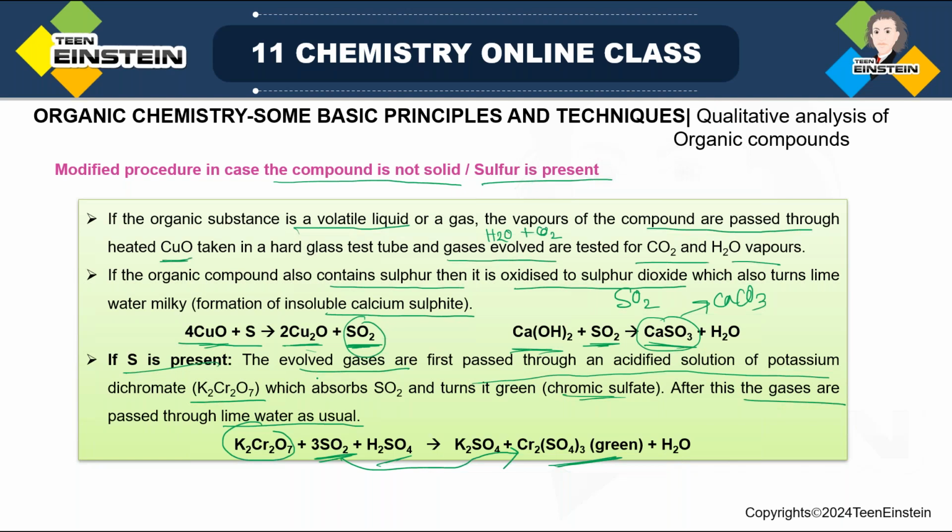Okay. So this is a modified procedure. If it is not solid, then you have to apply the first method. And if sulfur is present, then you have to do this extra step. Extra step means this reaction you have to do. Just remove SO2, then do the test as usual for carbon and hydrogen. Okay. So detection of carbon and hydrogen we have seen.